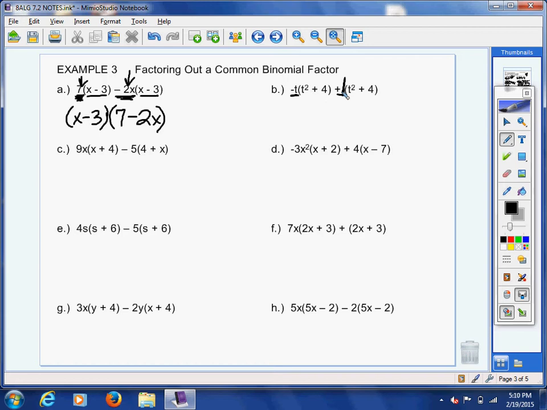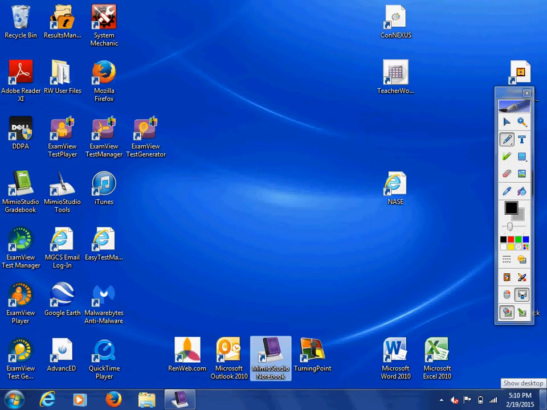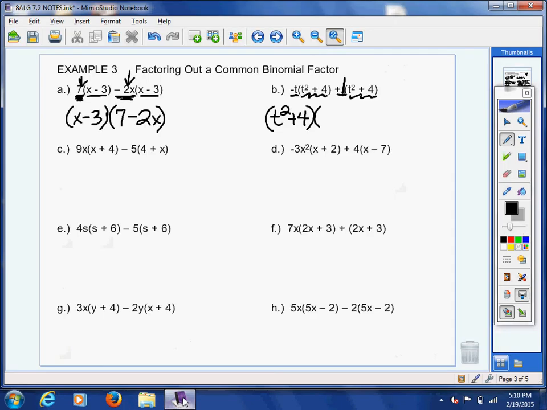Now what we want to do is take the common binomial. Do you see? I squiggled it for you. What's common in both of those terms is the quantity t squared plus 4. Great. Put that in its own quantity. Now, out beside it, we want to put what's left behind.